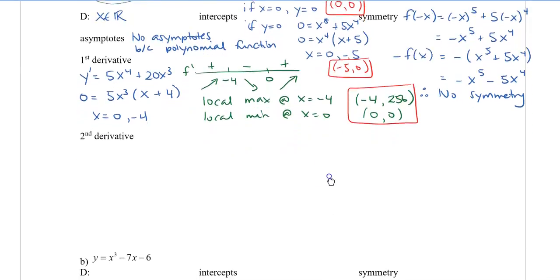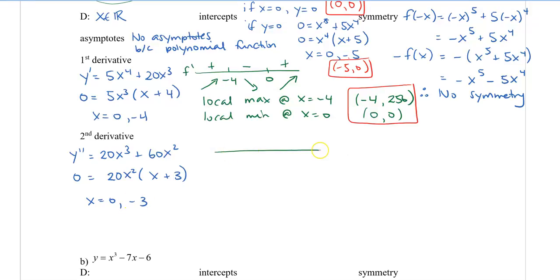Let's now find my second derivative. So I have y double prime equals 20x cubed plus 60x squared. Set this equal to 0. Factor out a 20x squared. So I have x plus 3. So here x equals 0 and negative 3.